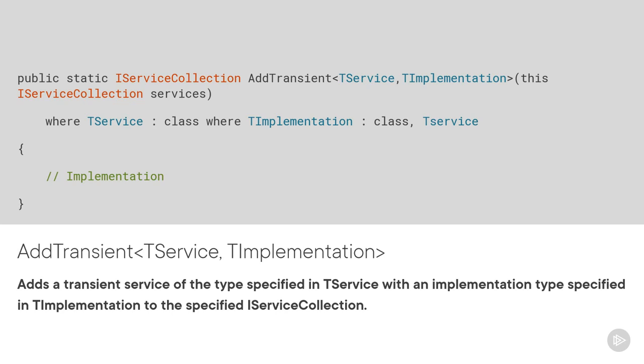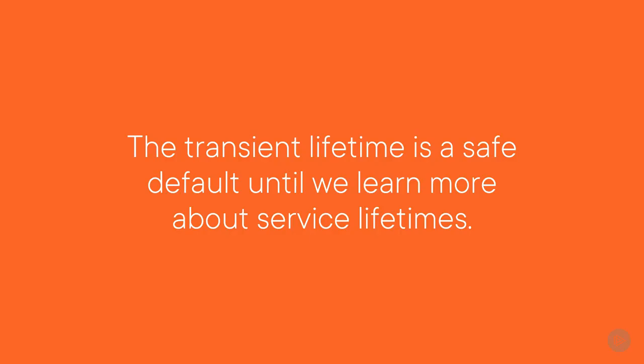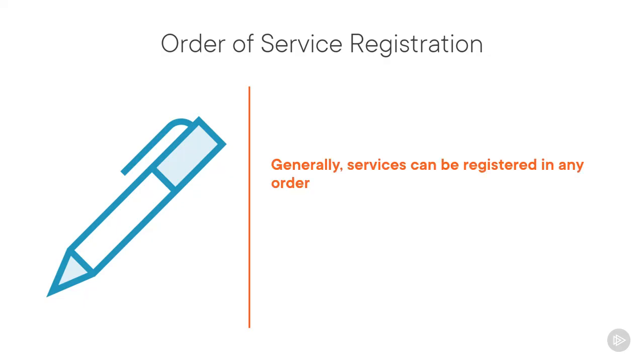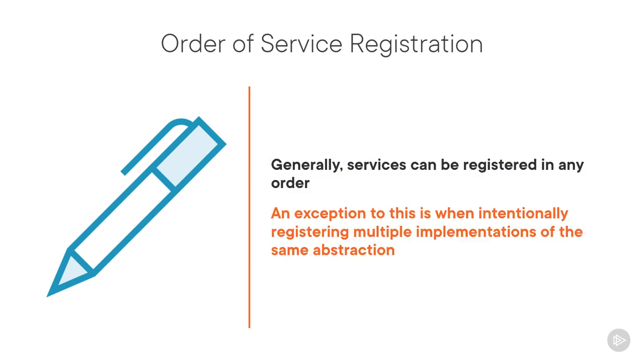I'll discuss service lifetimes in much greater detail in the Microsoft Dependency Injection Container module coming up. Until we fully understand the pros and cons of the different lifetimes, transient is a safe default for us to choose. The order of service registrations is generally not important. They can occur anywhere before Build is called on the WebApplicationBuilder. One situation where order should be considered is if you find yourself registering multiple implementations of an interface. Now, we'll discuss this scenario in much more detail in the module called Registering More Complex Services.